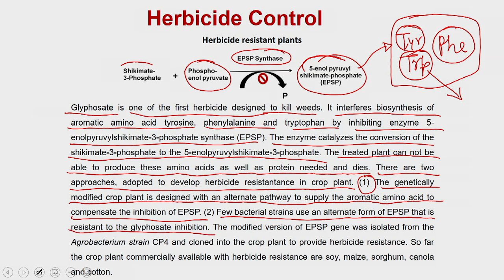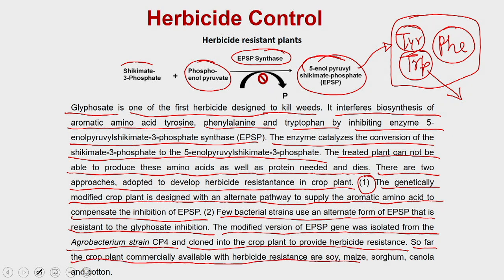The other approach is that a few bacterial strains use an alternate form of EPSP that is resistant to glyphosate inhibition. The modified version of the EPSP gene was isolated from the agrobacterium strain CP4 and cloned into the crop plant to provide herbicide resistance. So far, the crop plants commercially available with herbicide resistance are soya, maize, sorghum, canola and cotton.